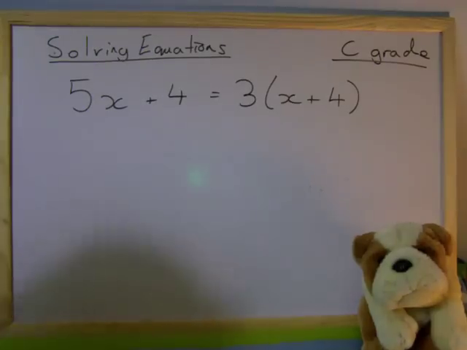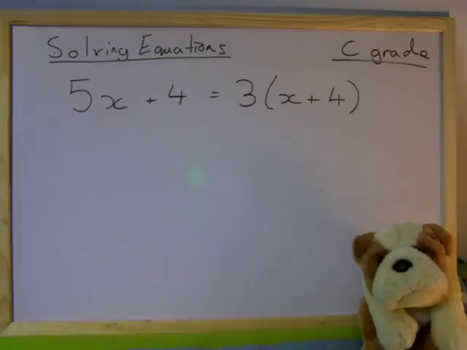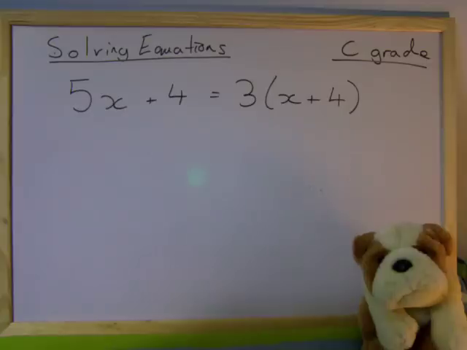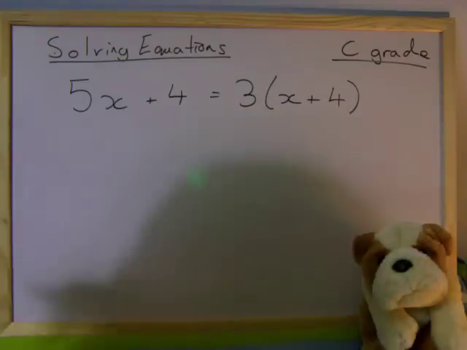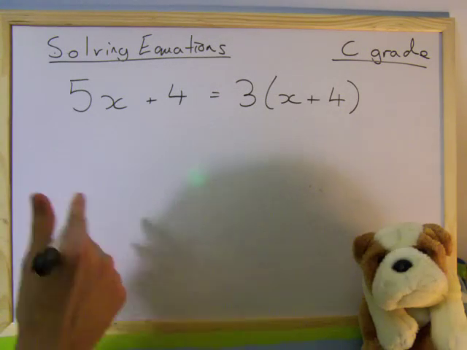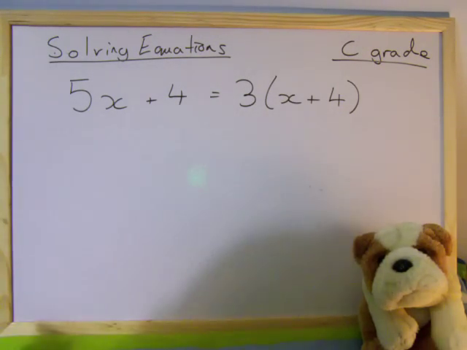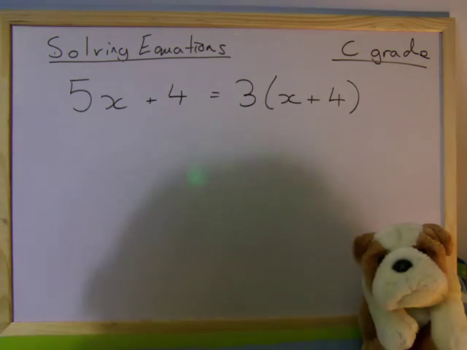Okay, solving equations, C grade. Remembering that there is D grade solving equations. This is going to be on the foundation and higher paper, and if you were doing the higher paper you might want to look at solving equations B grade and the further grades that are going to be put on. Right, how to solve this one to start off with. Essentially you've got a bracket and you've got unknowns on both sides. That's why it's a C grade, not a D grade question.